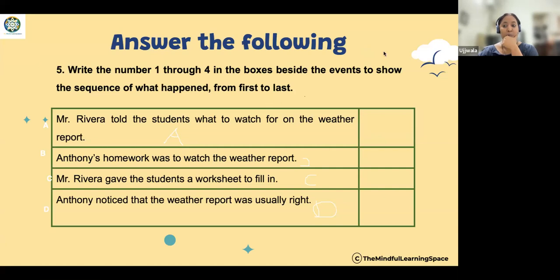Done. First one is A. So Ravindra told the students what to watch for in the weather report. But don't you think that he has told them first to watch the weather report? Then he will say what to watch in a weather report. So B is first. Then it's A, then it's C, then it's D. Correct. Then he gave the worksheet. Then he told what to watch in a weather report, and then noticed that the weather report was usually right.